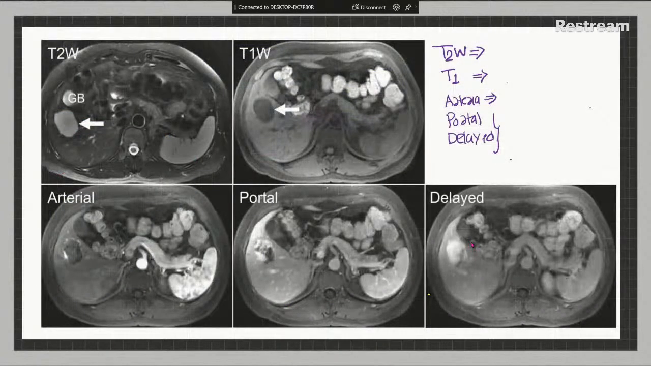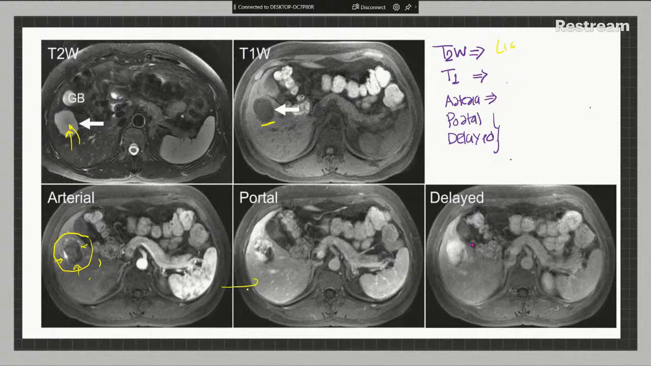This is an example of a case. See, start from T2 weighted imaging. This is vividly bright, what I told you is the light bulb sign. Second is the T1. T1 is usually hypointense. Just see in the arterial phase, you see that there is an enhancement, but it is not a continuous thing. It is discontinuous. So, peripheral interrupted or discontinuous contrast enhancement.